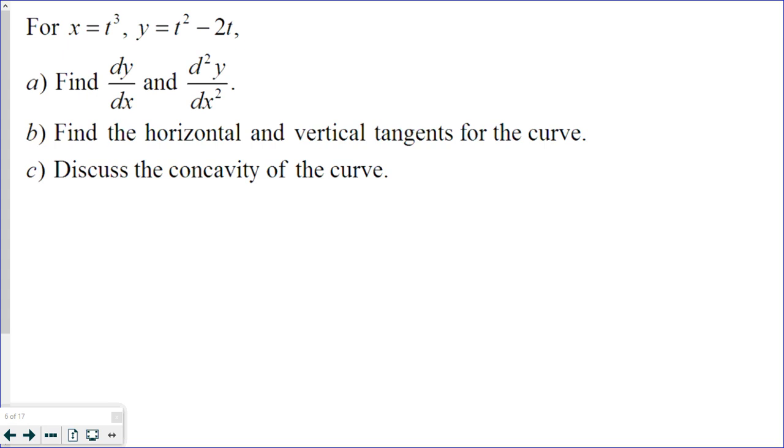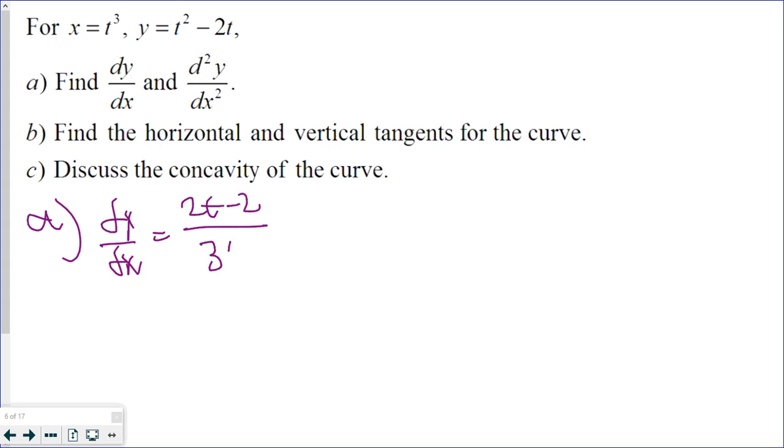Let's start off in part A. x equals t cubed, y equals t squared minus 2t. Find the first derivative and then the second derivative. We'll do this one part at a time. Let's not jump ahead. The first derivative is what we just learned. So that's simple. dy over dx equals the derivative of y, which is 2t minus 2, divided by the derivative of x, which is 3t squared. So we know that.